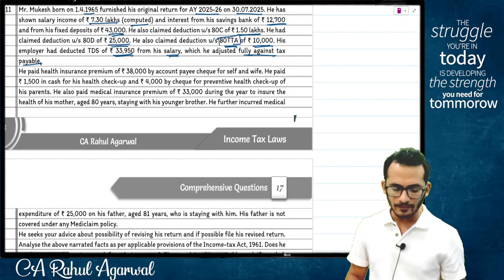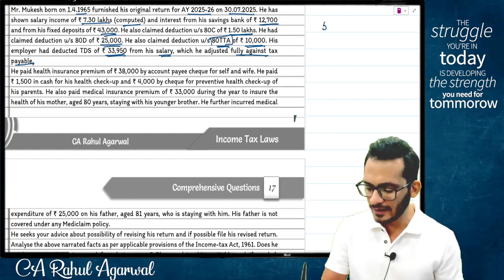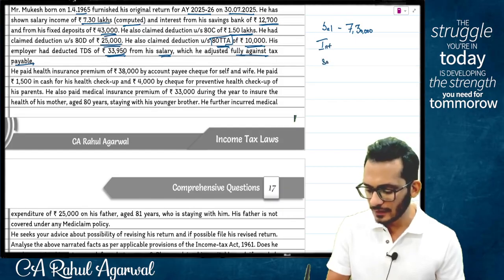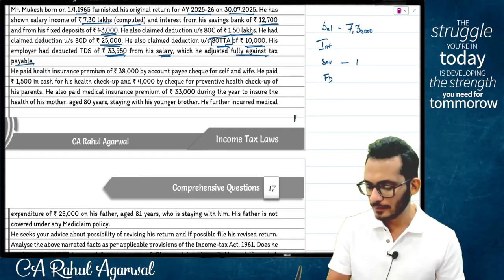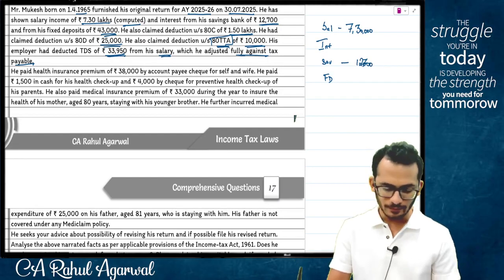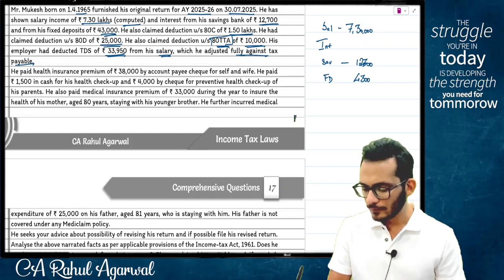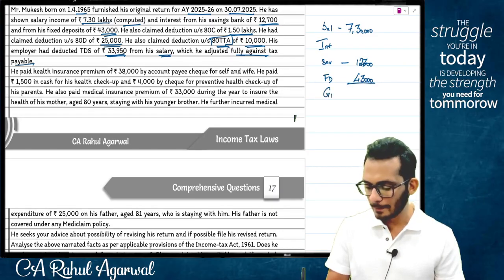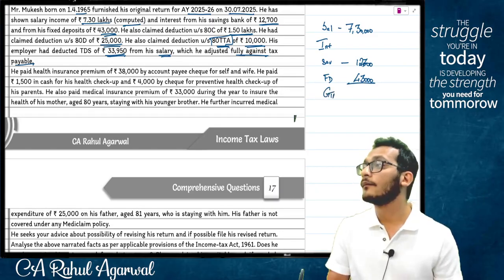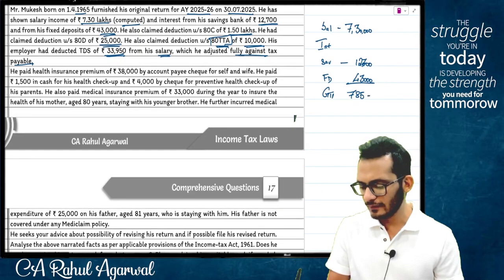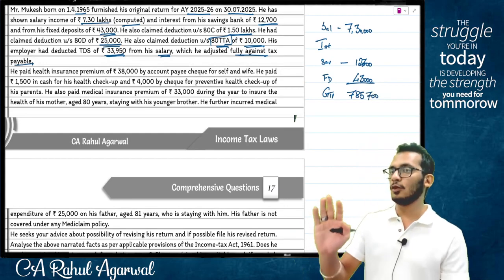I am giving you facts. What are my facts? I have a salary of 7,30,000. I have interest, some savings and some FD. Savings is 12,700 and FD is 43,000. Any other incomes? No. Total the number. Get me my GTI. 7,85,700.